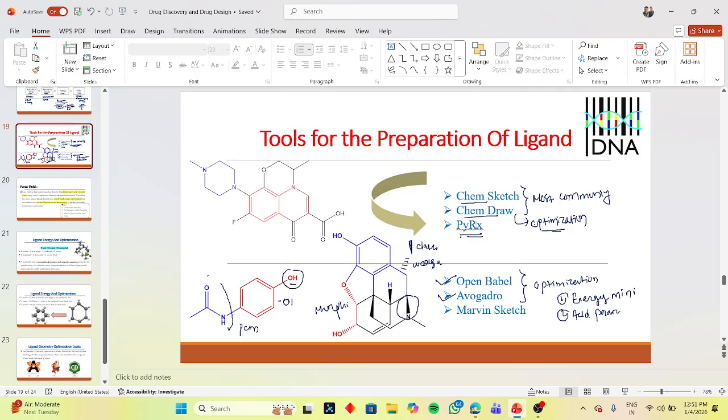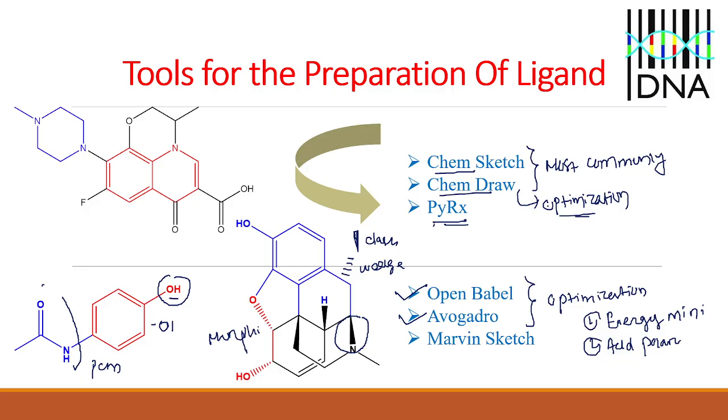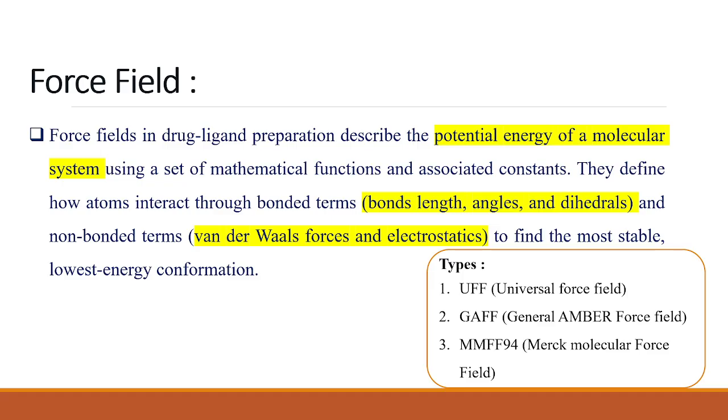So I have already told you that ChemSketch and ChemDraw are there. PyRx is there, OpenBabel and Avogadro for the optimization. For the 2D structure to 3D structure conversion, we need ChemSketch and ChemDraw. Okay. So let's have some idea about the force field, which we are going to apply in many sections, like for the preparation of the ligand molecule and for the preparation of the receptor molecule.